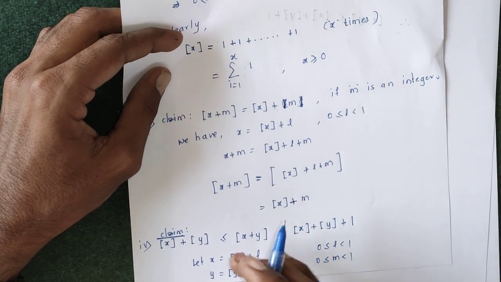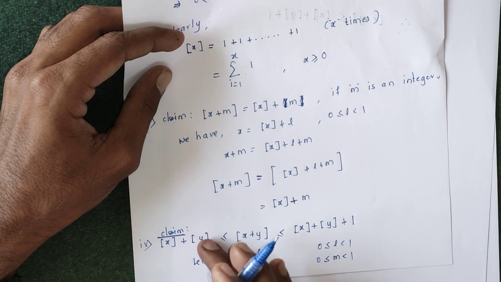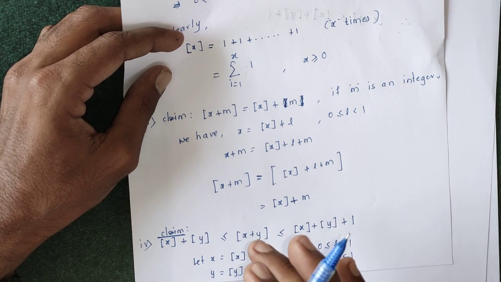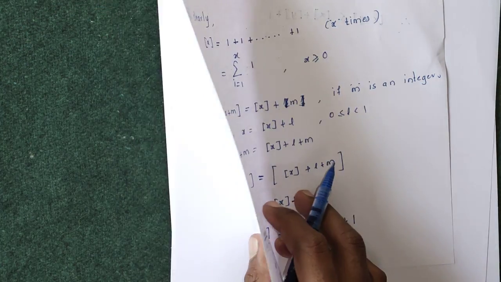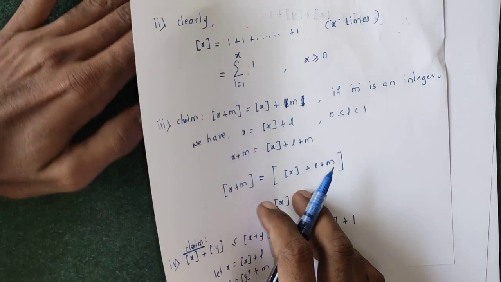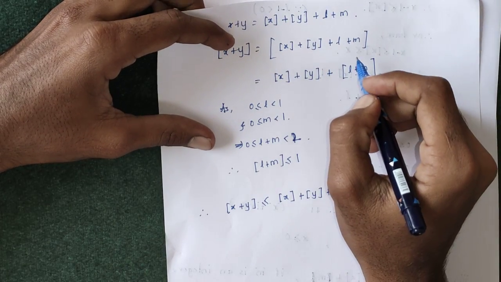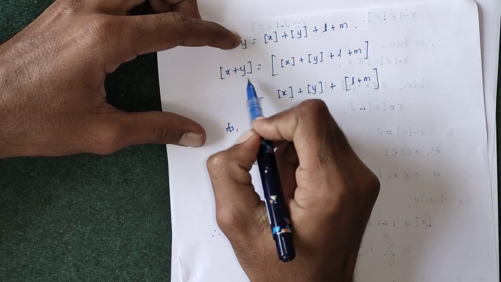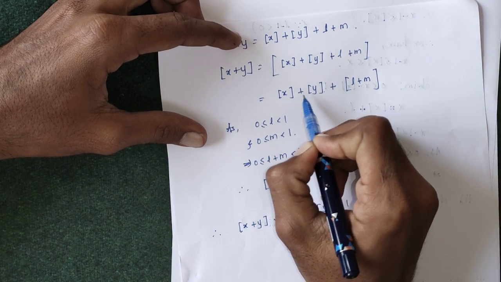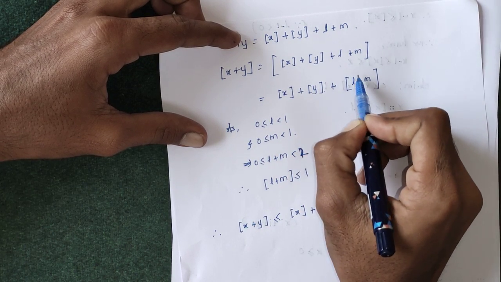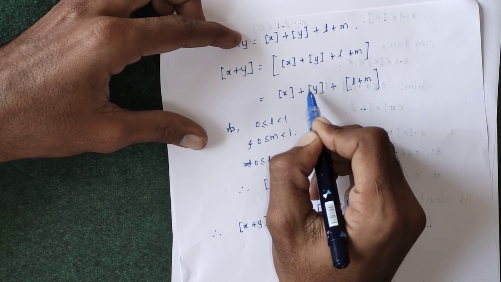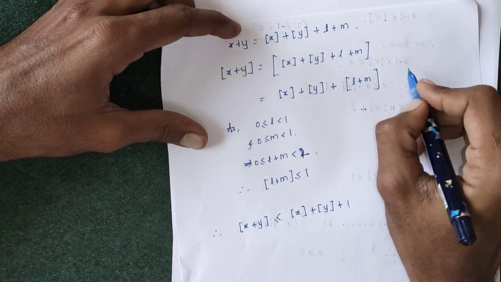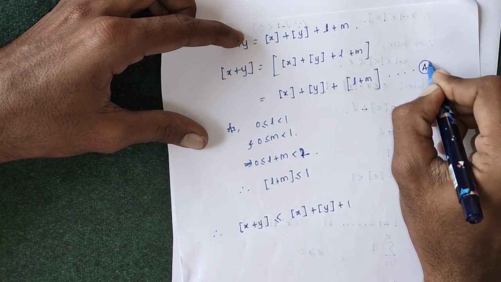Now, to prove the left hand side, that is, the integral part of x plus the integral part of y is less than or equal to the integral part of x plus y. For that, from this equation we have the integral part of x plus y is equal to the integral part of x plus the integral part of y plus something. So, we have to add this term to the integral part of x plus the integral part of y to give us the integral part of x plus y. So, this is equation number capital A.